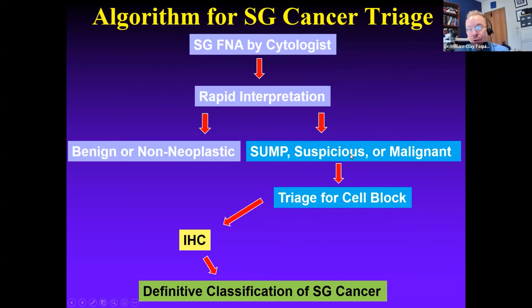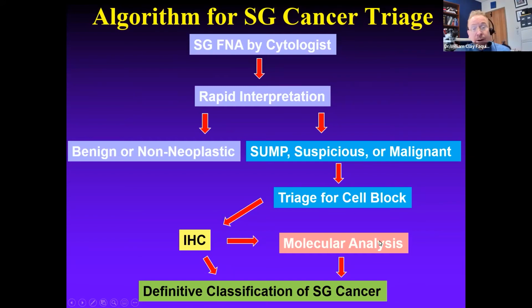However, on your rapid interpretation, if you realize, oh, this is going to be one of those neoplasm sump lesions, or I think it looks suspicious for malignancy, but I'm not sure, or it looks malignant and I'm not sure what kind of malignancy, that's when you probably want to do some extra needle sticks dedicated to making a cell block that could be used for immunohistochemistry. And if immunohistochemistry doesn't work to give you a definitive classification of your lesion, then you can use it for molecular analysis, which may be able to give you a better interpretation of your lesion, either as a benign lesion or as a cancer.